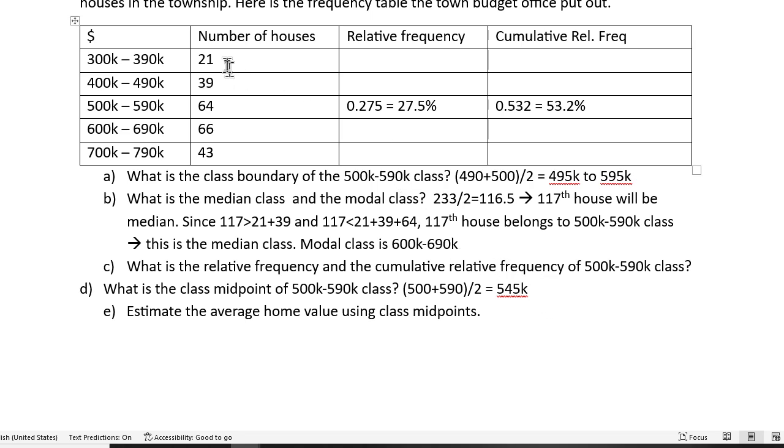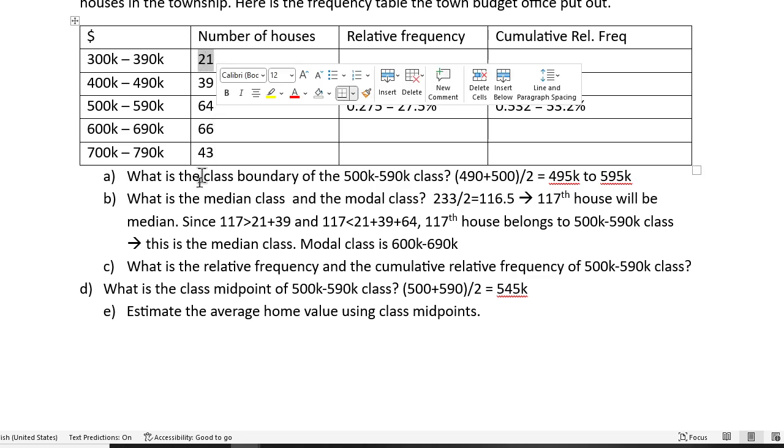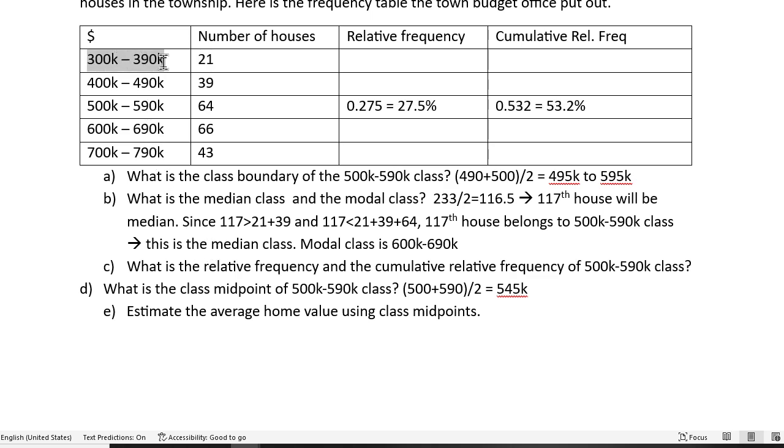We don't have access to the raw numbers, so when you see 21, you don't know the exact value of each of the 21 houses. So you have to use your best guess. What's the best guess? Well, you just use the midpoint of this one, which is 345. So instead of the actual values, which we don't have access to, what we're going to do is we're going to say 345 is the midpoint, and that's going to be added 21 times.